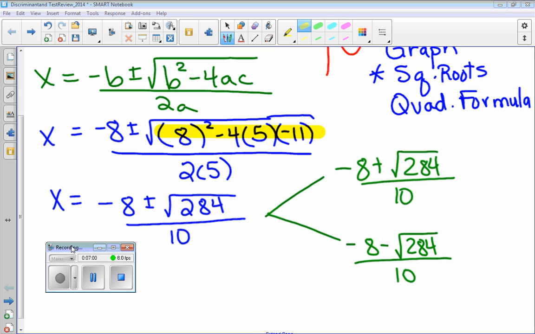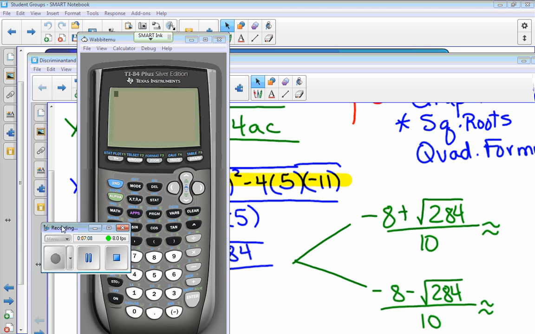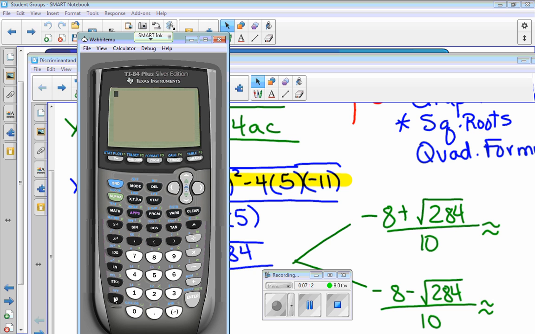So we have 2 different answers. I want you to plug them into your calculator and tell me what they are as 2 different decimals. Here are some mistakes I'm noticing as you're entering these into the calculator.